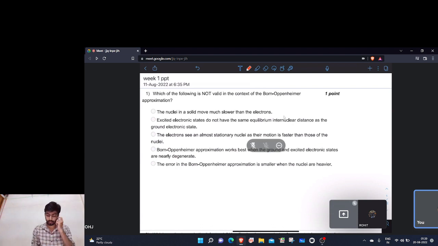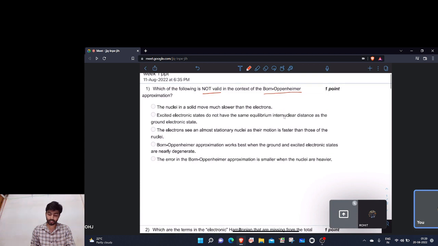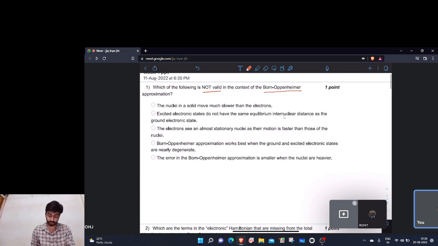These are multiple choice questions, and we have to select one solution out of the given options. The first question asks which of the following is not valid in the context of the Born-Oppenheimer approximation. First of all, one has to understand what the Born-Oppenheimer approximation says.